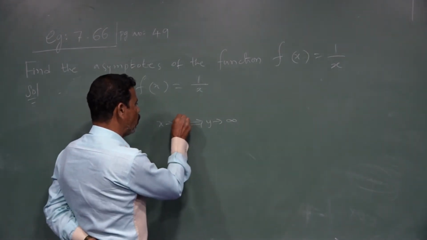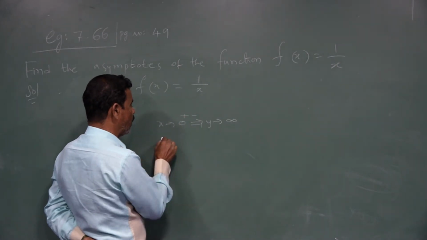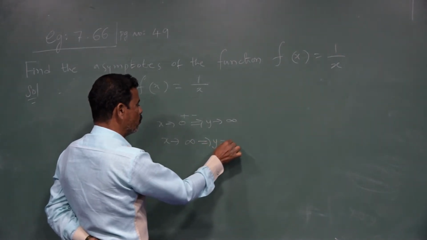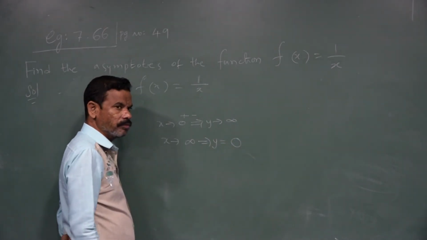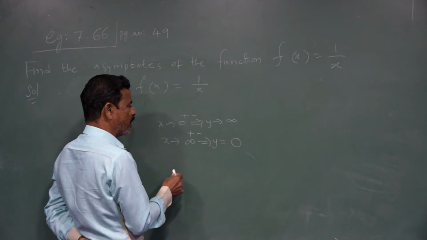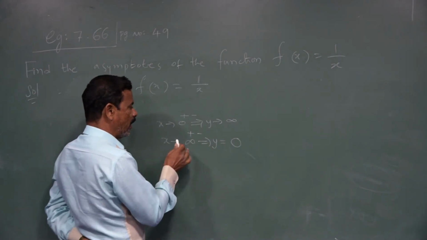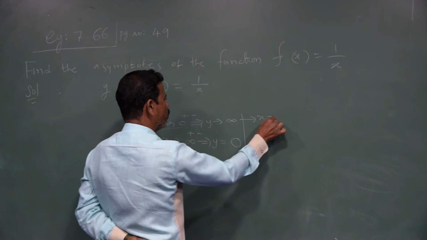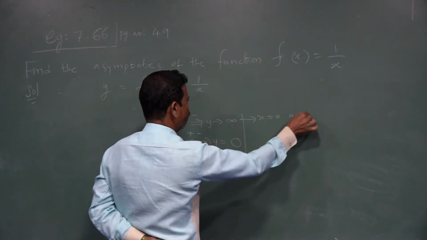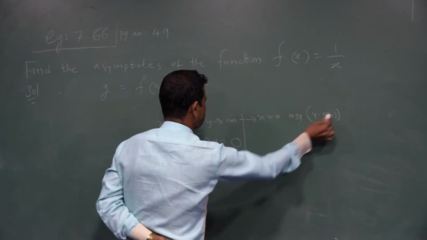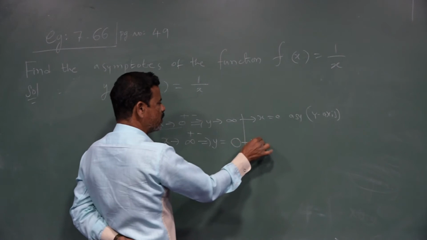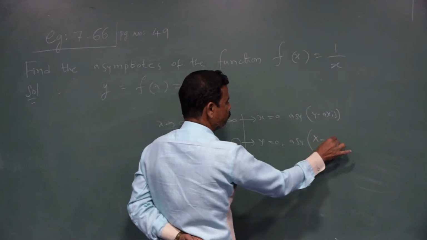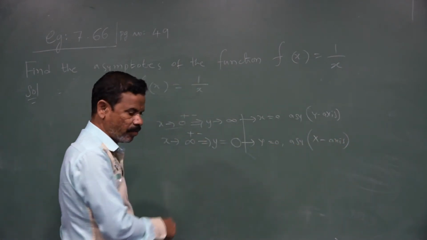That's why 0 plus, 0 minus. After that, x tends to infinity, then y tends to 0. Then check plus infinity, minus infinity, left side and right side, both limits. Then here y is equal to 0, here x is equal to 0. Here x is equal to 0 is the asymptote, x is equal to 0, nothing but the y-axis. Here y is equal to 0 is also an asymptote, y is equal to 0 is nothing but the x-axis. Okay, this is a rough explanation.